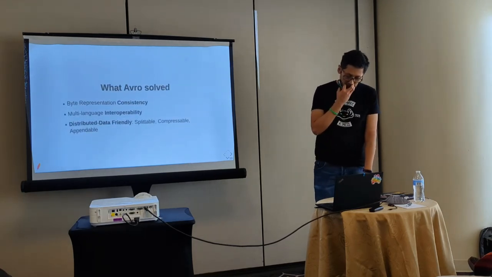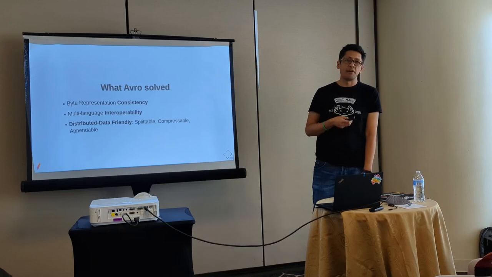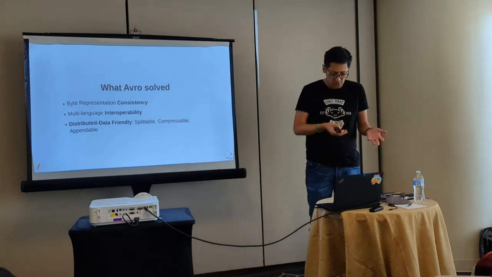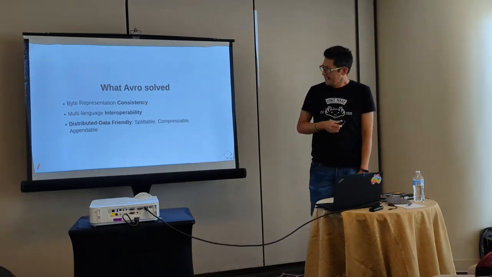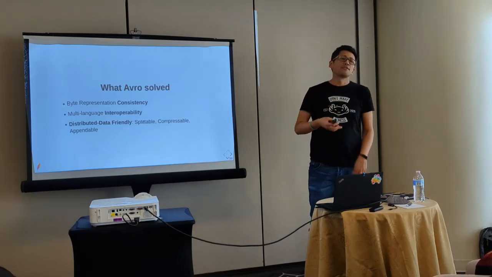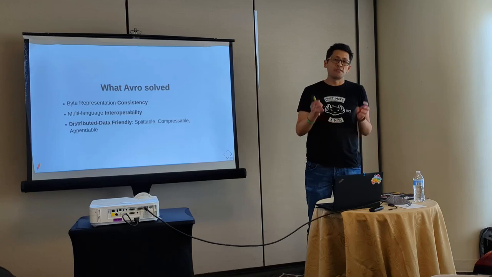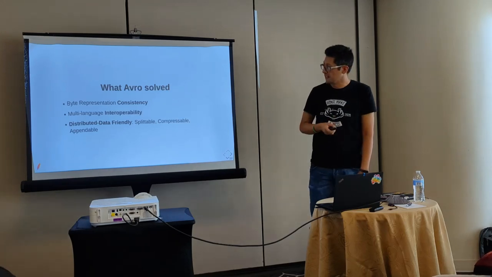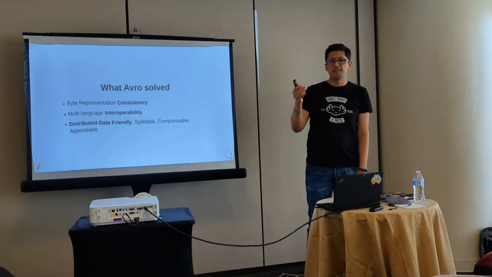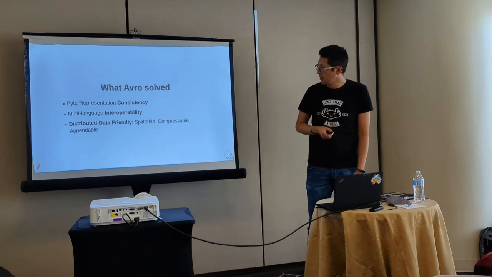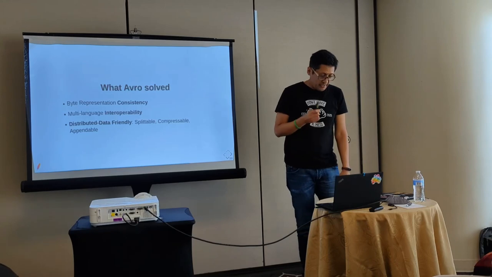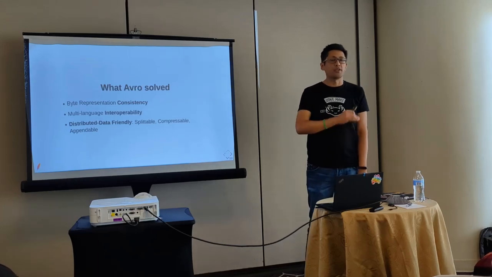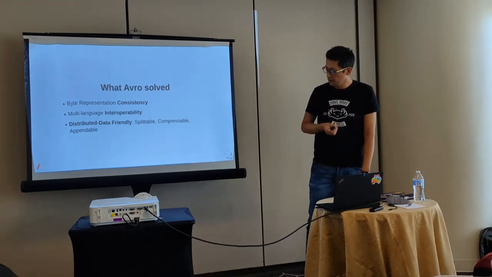Avro solved some problems historically. One was having a consistent byte representation. You get the same information that you store, if you have the schema, of course. Another was multi-language interoperability, so there were implementations in different languages, not just the Java world that we had before in big data. Today it is mostly Python, and many things are happening in this space right now, with languages like Rust getting new implementations soon. The most important is that, as a file format, as Ryan showed, it is a distributed-data-friendly format, because we can split it easily and compress it.